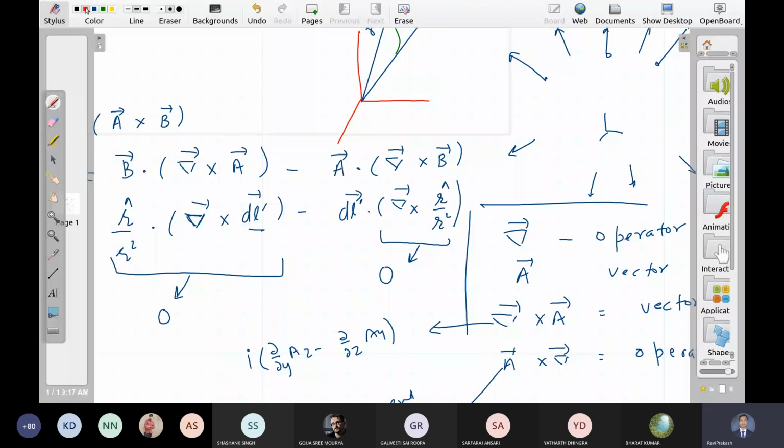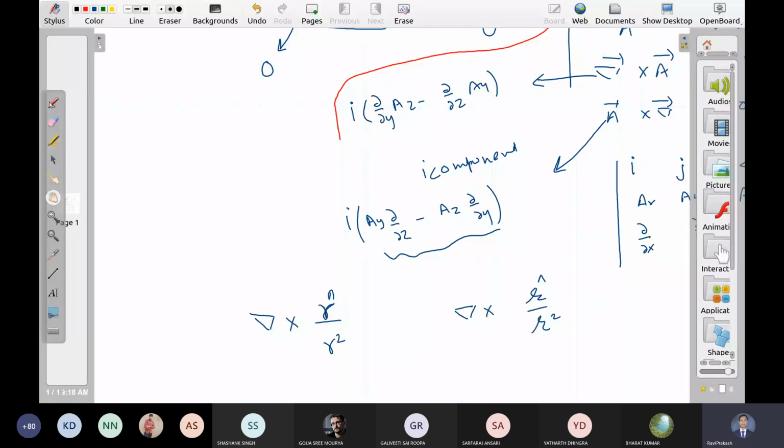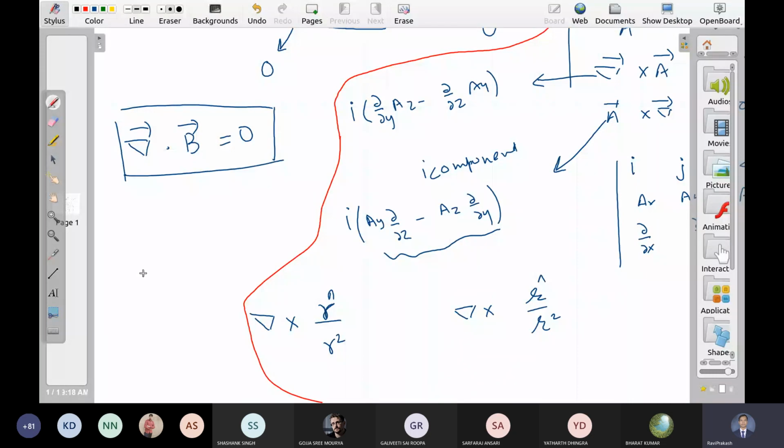So since both the terms are 0, what do we get? Del dot B is 0. So this is the property of the magnetic field. Let me again summarize everything for you.